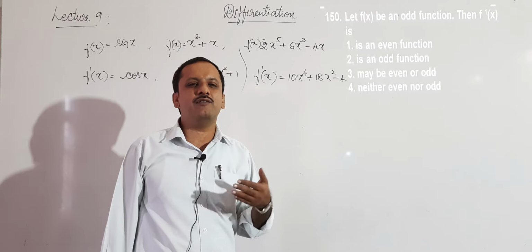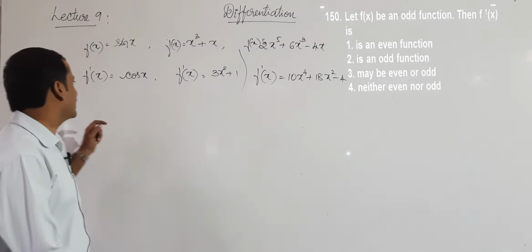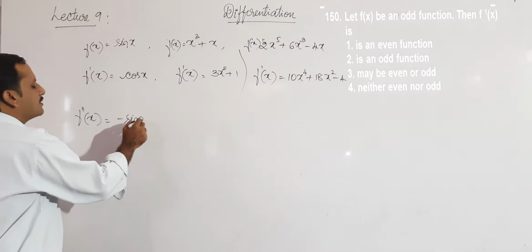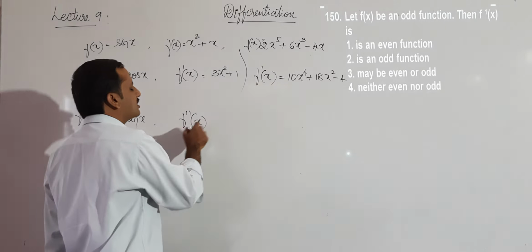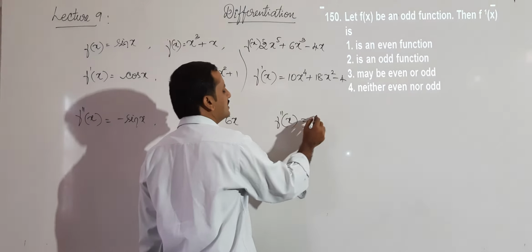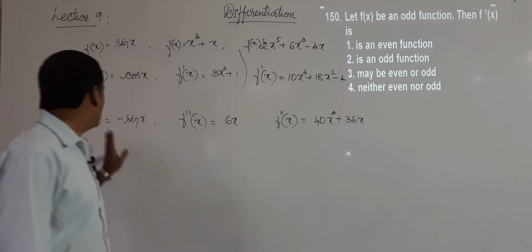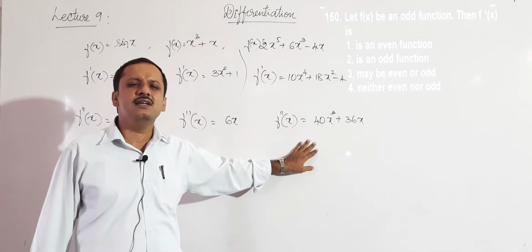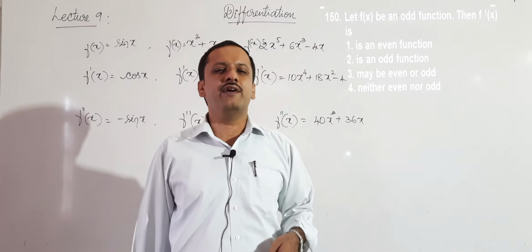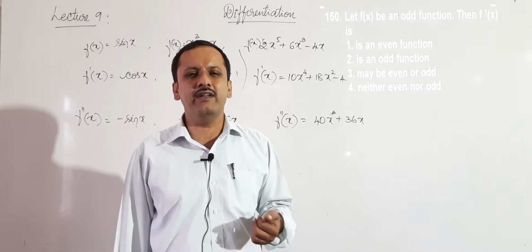Then what about the derivative of an even function? Derivative of an even function will give us an odd function. You just check it. If I find again its derivative, so I am finding f double dash of x. Derivative of cos x is minus sin x. Here the derivative of 3x square plus 1 is 6x. Here the derivative of this is 40x cube plus 36x. Observe all this f double dash of x, all three cases, these are all odd functions. So from this what we observe is that the derivative of an odd function is an even function and the derivative of an even function is an odd function.